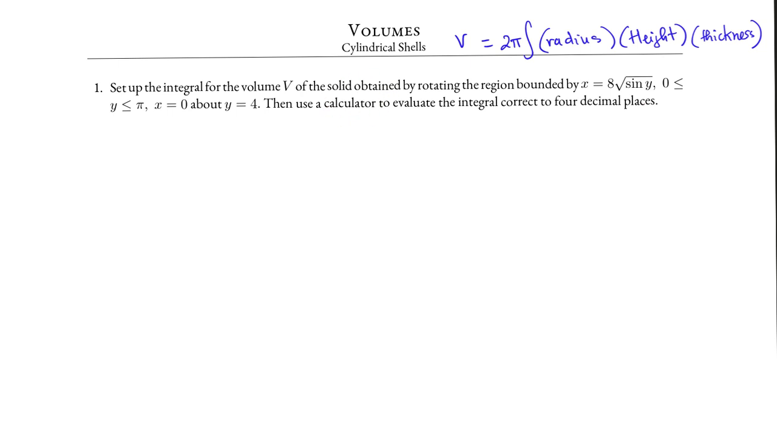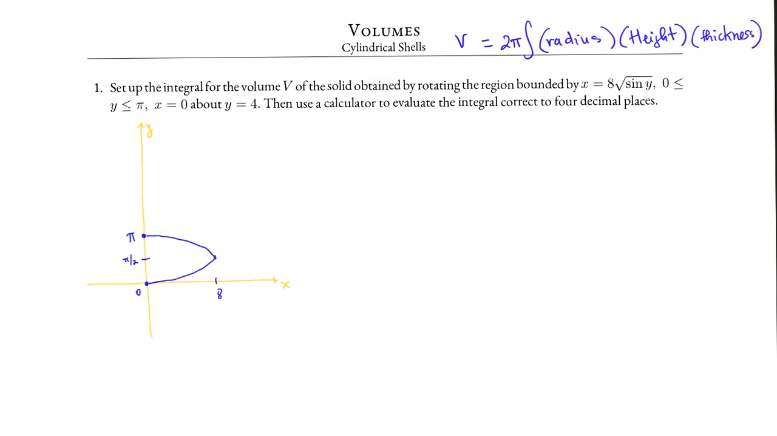Always draw the bounded region. As usual, the x-axis and the y-axis are the help lines only. They are not part of the bounded region unless stated in the problem. The region is bounded by the curve x equals 8 the square root of sine y. When y is 0, x is 0. When y is pi, x is 0. And when y is pi over 2, x is 8.